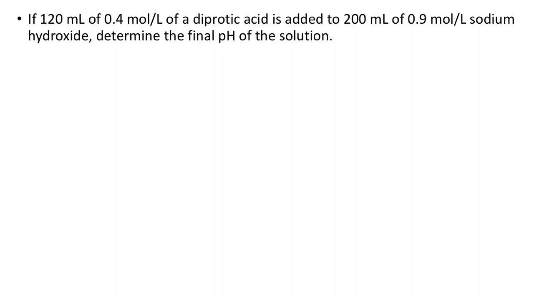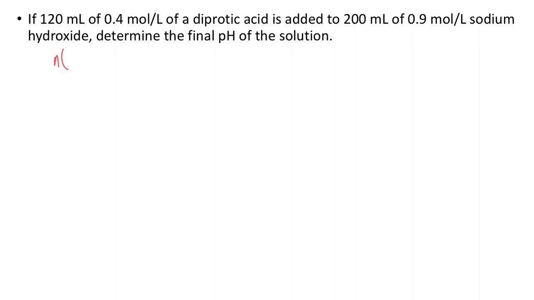So if 120 mL of 0.4 mole per liter diprotic acid is added to some sodium hydroxide, determine the final pH. So this has the idea of, okay, well, I have some acid, I have some base, they're going to neutralize, and whichever is in excess is going to determine the pH of the solution. So let's get started. First of all, we'll work with the acid.